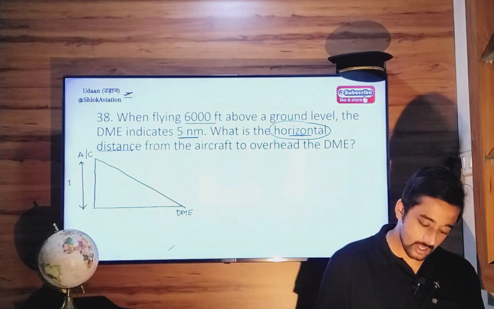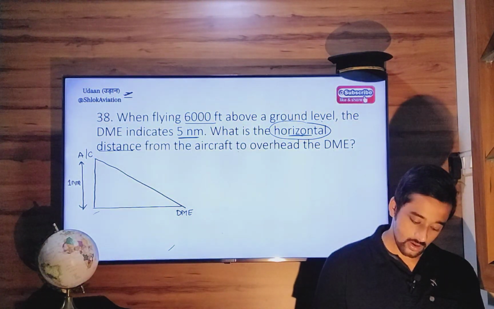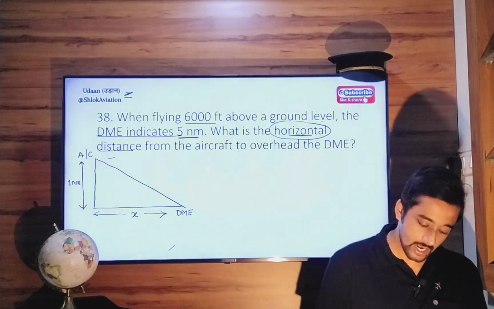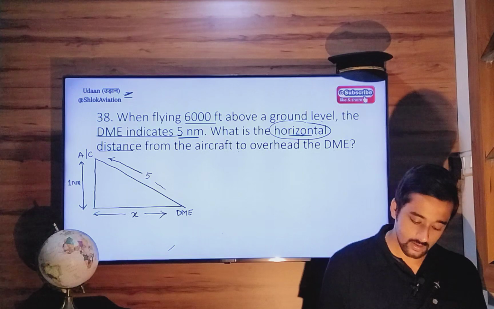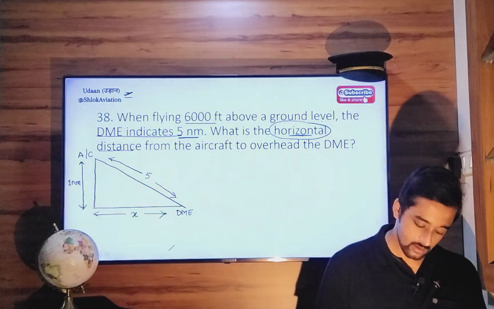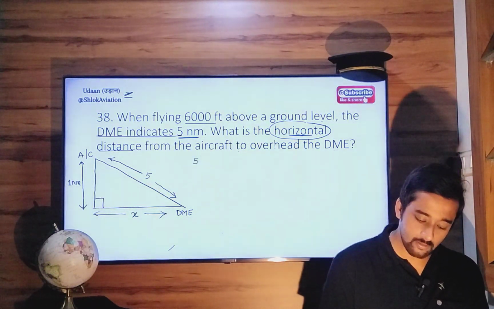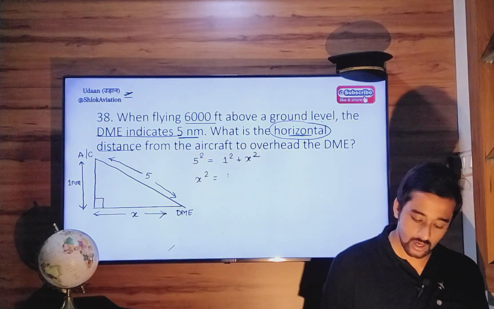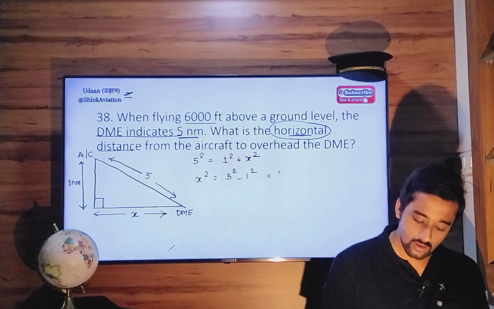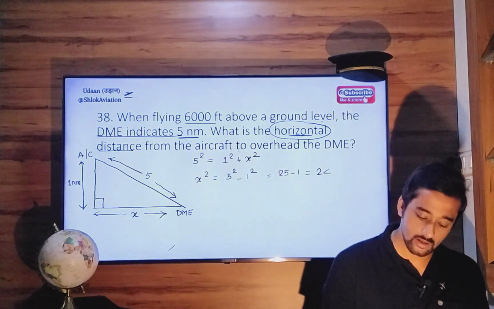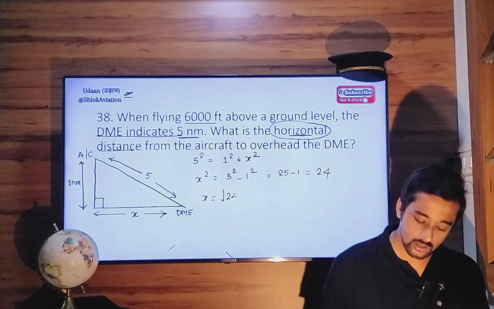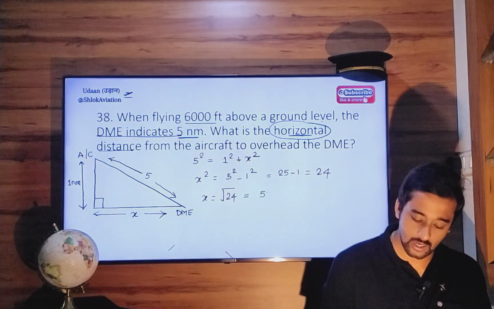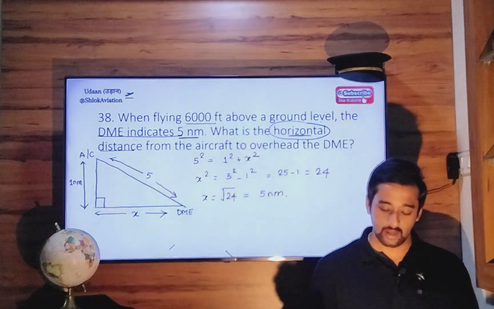6,000 feet is 1 nautical mile, right? Horizontal distance unknown. DME shows slant range. So slant range is 5. So 5 square, Pythagoras, 1 square plus x square, 25 minus 1, 24. So x is root of 24, which is approximately 5 nautical miles. 4.8 accurate value or approximately 5.